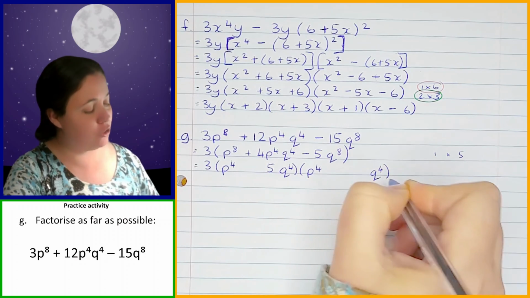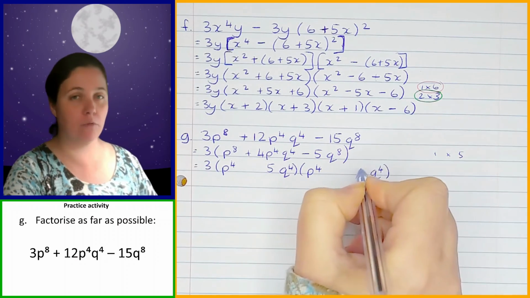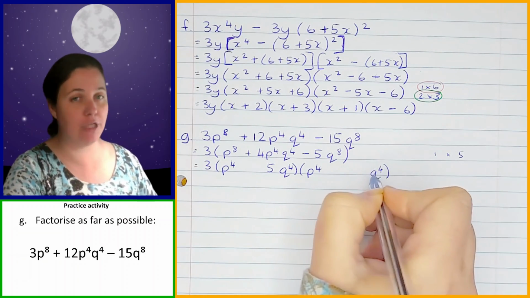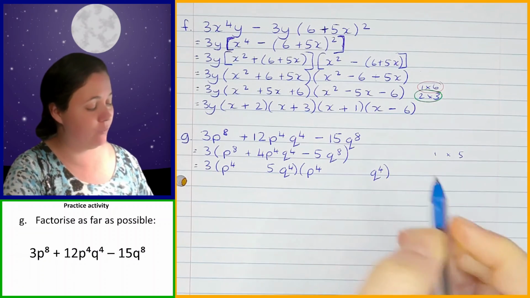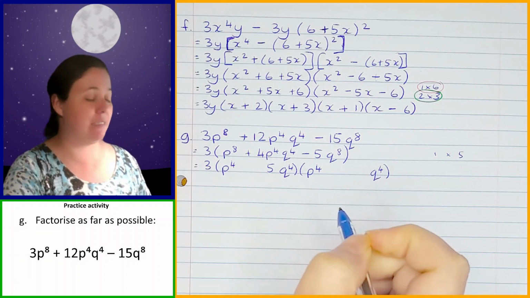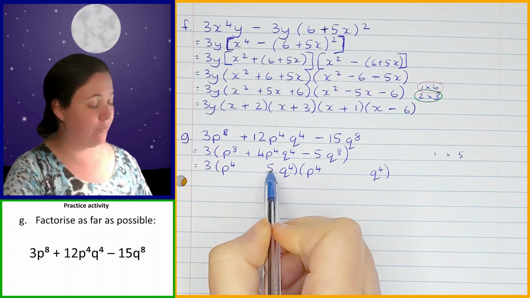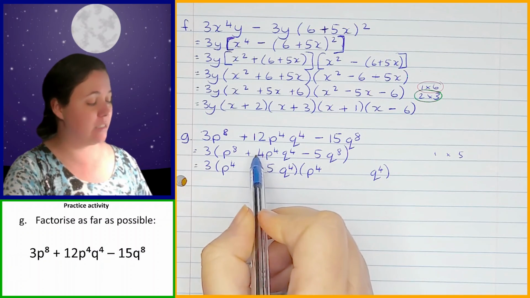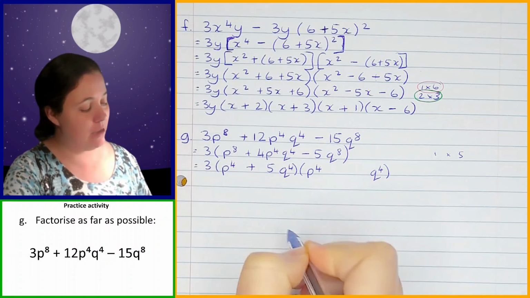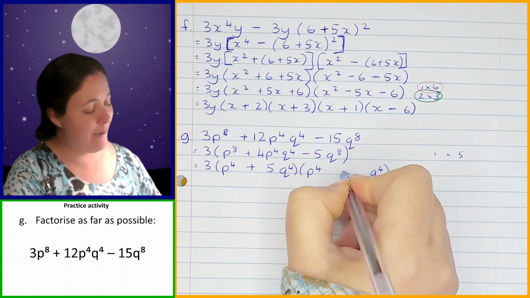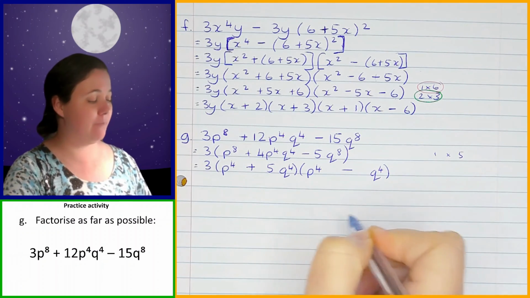And 1q to the power of 4, which I'm not going to write the 1 for, because q to the power of 4 is the same as 1q to the power of 4. Then I need to put in my signs. The bigger number, which is the 5, must get the middle sign. So that's going to be plus 5q to the power of 4, and then minus over there.